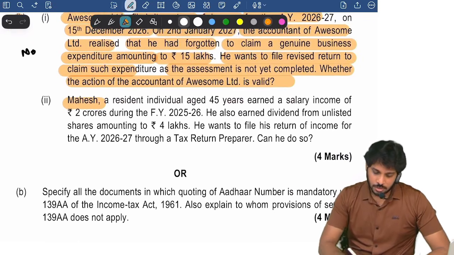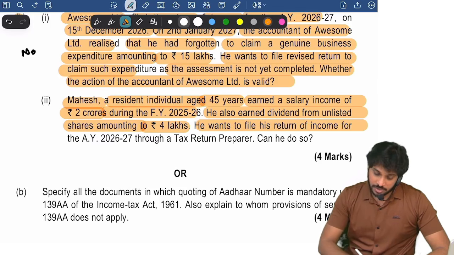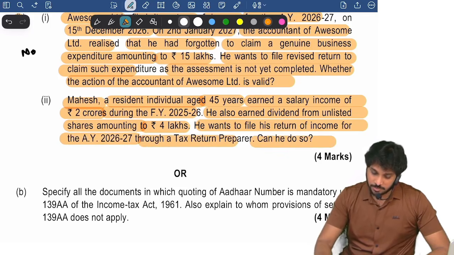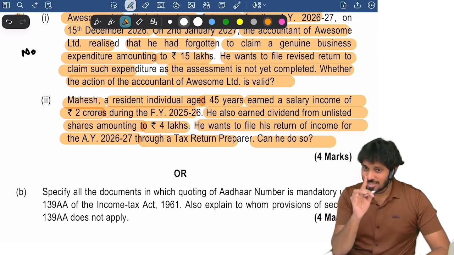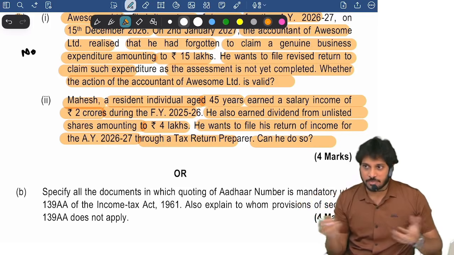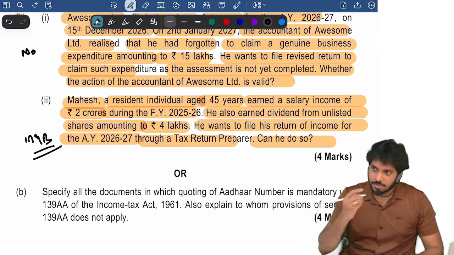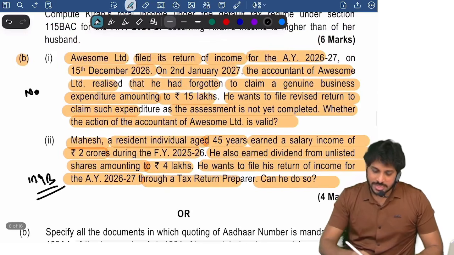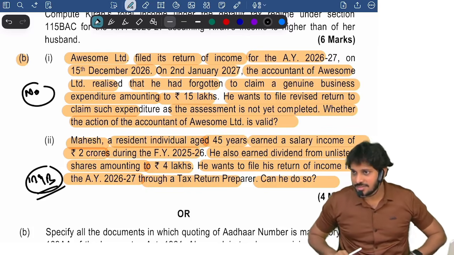Mahesh, resident, 45 years, earned a salary income of 2 crore. He also earned dividend income from unlisted shares of 4 lakh. He wants to file the return of income for the assessment year through a tax return preparer. Yes, he can do so. No problem at all. Only if a person has a tax audit, he should not file through a TRP. Any other person can file the return of income through a TRP. It doesn't matter how much their income is. 139B, tax return preparer provision. He can file. Look at the answer. First one, no. Second one, yes. Right? That's it.